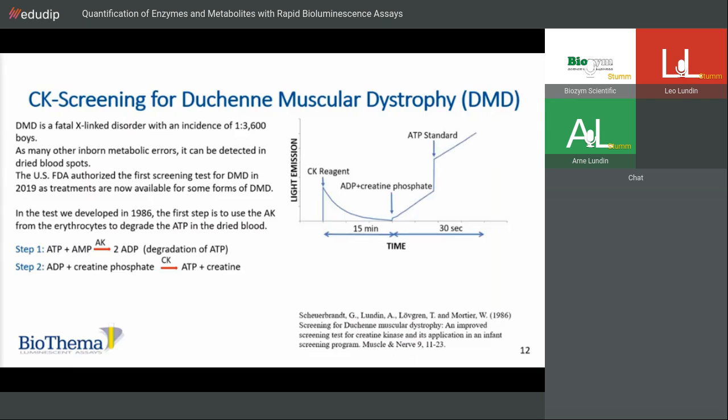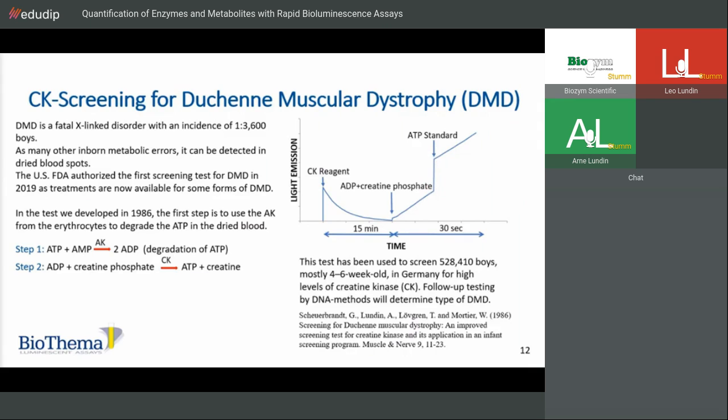So we can see the degradation of ATP here, and then we add the substrates and measure the increase of the light and then the ATP standard. This test has been used to screen over 500,000 boys, mostly 4 to 6 weeks old, in Germany for high levels of creatine kinase. Follow-up testing by DNA methods will determine type of DMD.